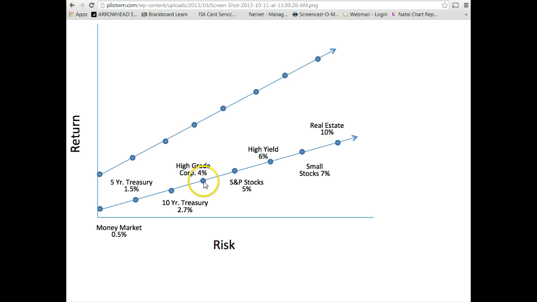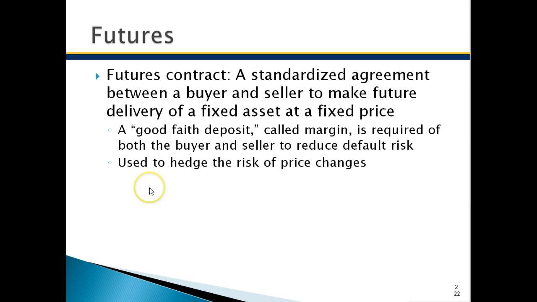High-grade corporate debt is a little bit riskier. Investing in S&P 500 stocks is a little bit riskier. High-yield bonds are even riskier. Small stocks increase the risk. Real estate, looking at real estate over the last 10 years, we place as even riskier. Then if you looked at options and financial futures, they'd be out here on the risk scale. So there's a scale of risk and return, and a lot of these instruments that we talked about in this lecture fall somewhere within that scale.